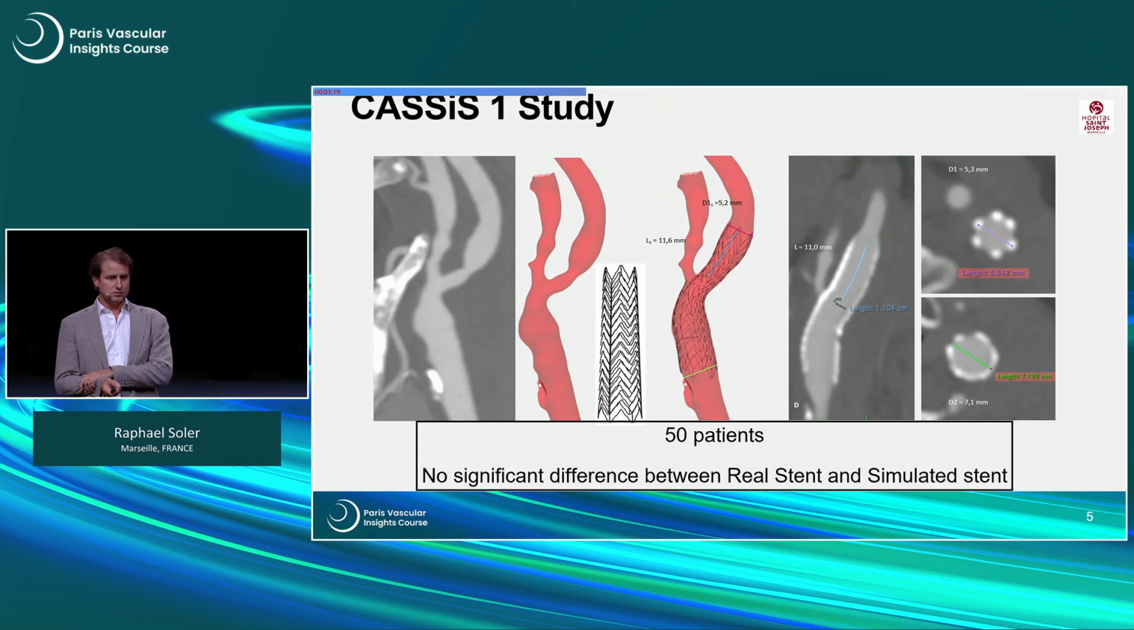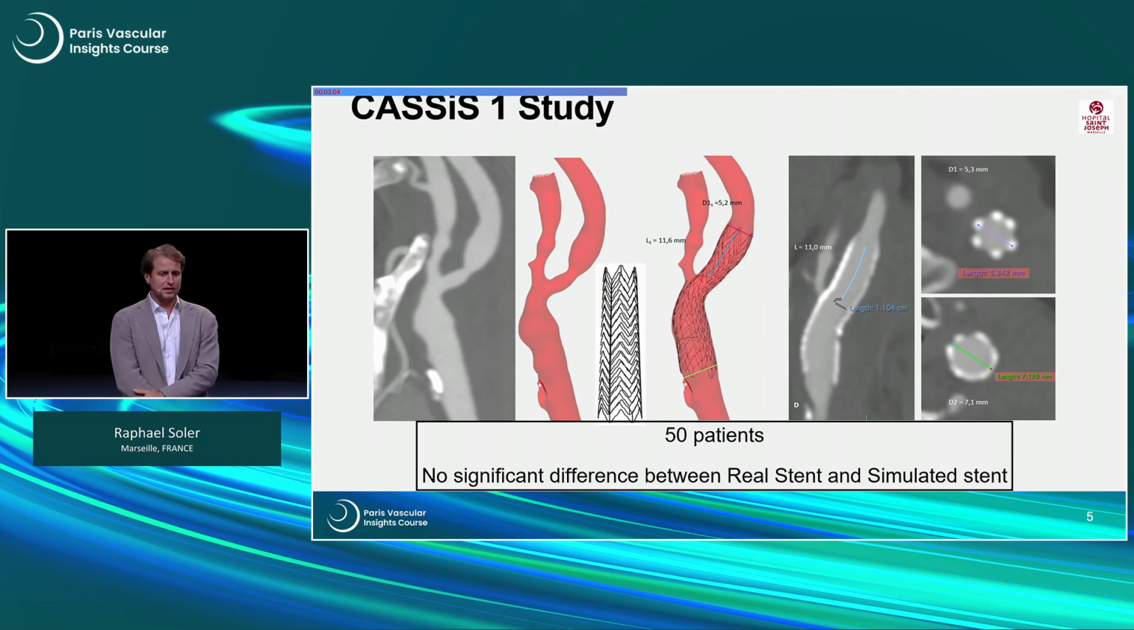The aim of the study was to compare the distance between the bifurcation and the distal part of the stent and the diameter at the proximal and distal landing zone. And in the 50 patients that we analyzed, there was no difference between the real stent and the simulated stent, so we validated the model.